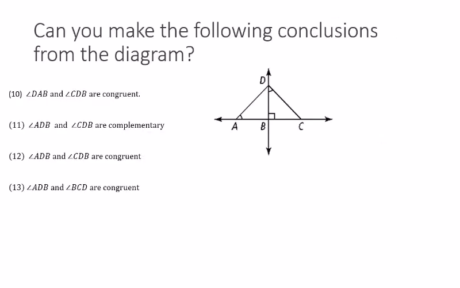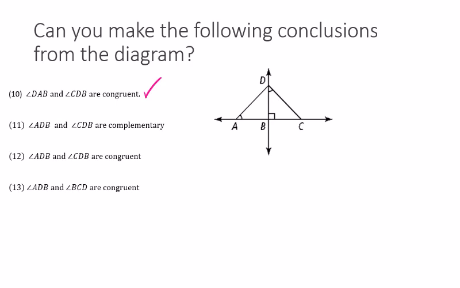All right, here's another situation. Similar type of questions. Can we make the following conclusions from the diagram? Angle DAB and angle CDB are congruent. Yeah, we can conclude that, right? We see the arc marks there, so we know that they're congruent.